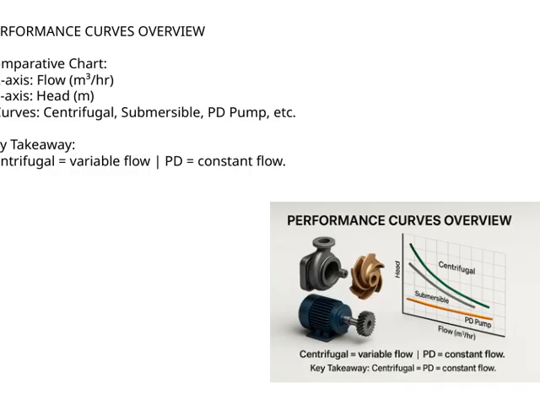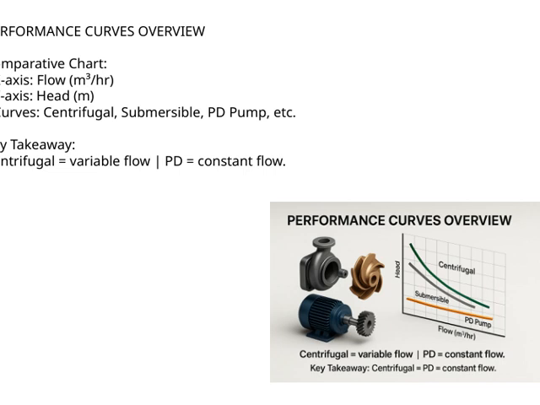All right, let's take a closer look at the performance curves overview. On this chart, the x-axis represents flow, measured in cubic meters per hour, and the y-axis shows head in meters. These curves illustrate how different pump types perform under varying conditions. You'll see curves for centrifugal pumps, submersible pumps, PD pumps, and others.